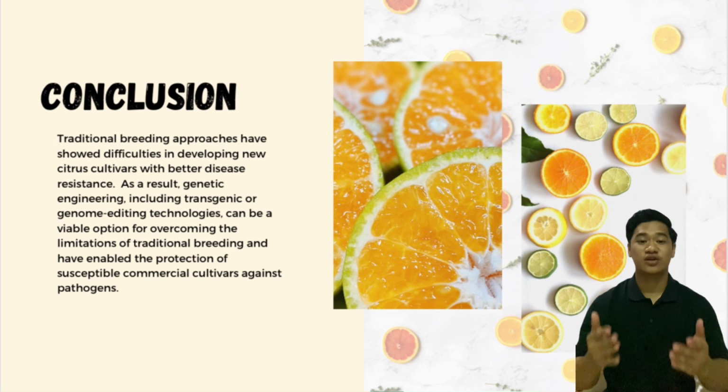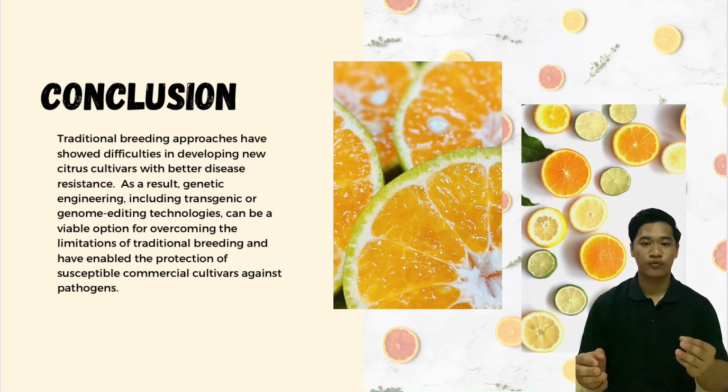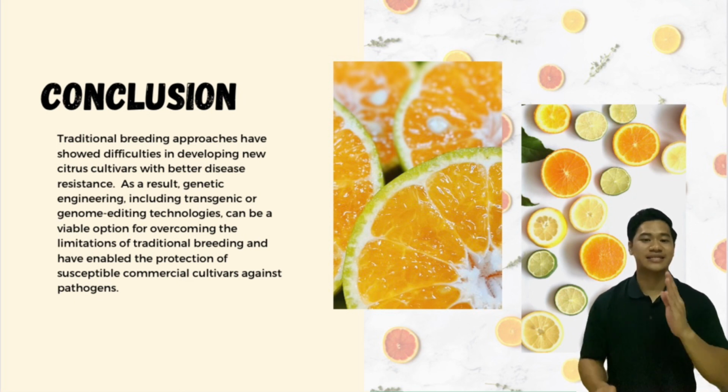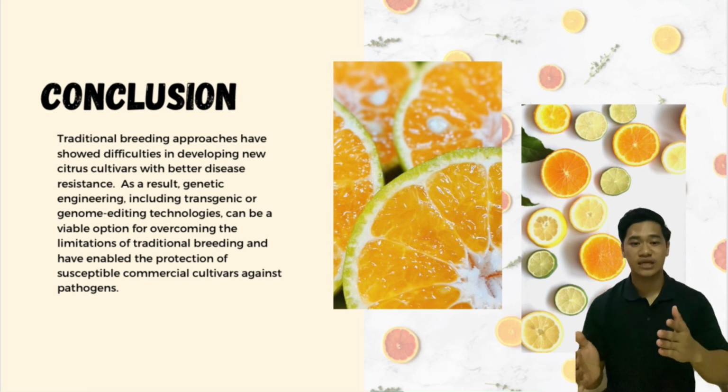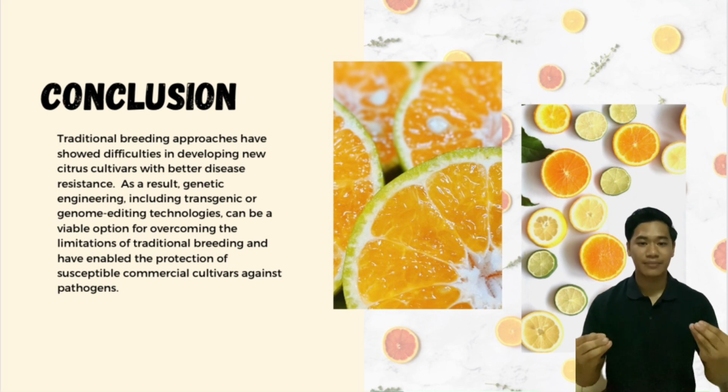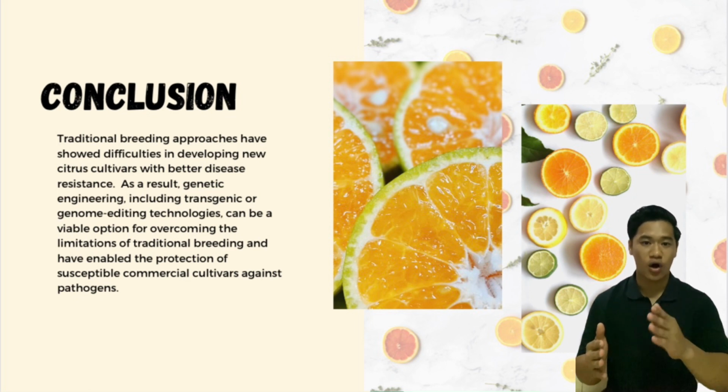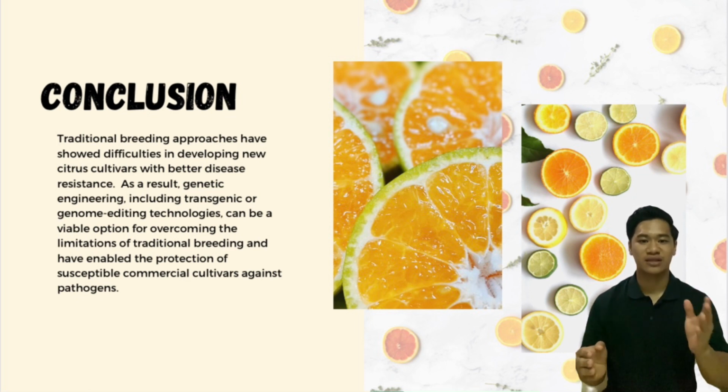And for the last slide is the conclusion. Traditional breeding approaches have shown difficulties in developing new citrus cultivars with better disease resistance due to some of the biological properties of citrus. As a result, genetic engineering, including transgenic or genome editing technologies, can be a viable option for overcoming the limitations of traditional breeding and has enabled the protection of susceptible commercial cultivars against pathogens, allowing for the release of improved cultivars with desirable characteristics in a shortened time frame.